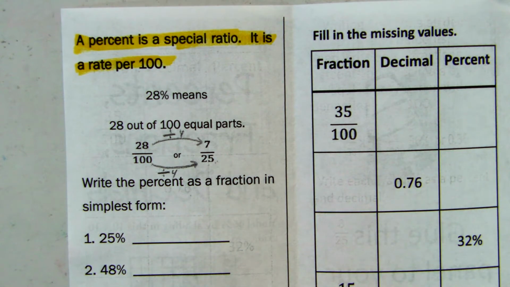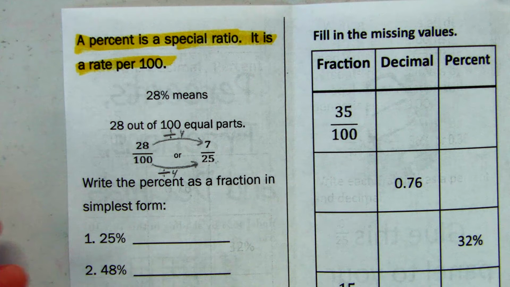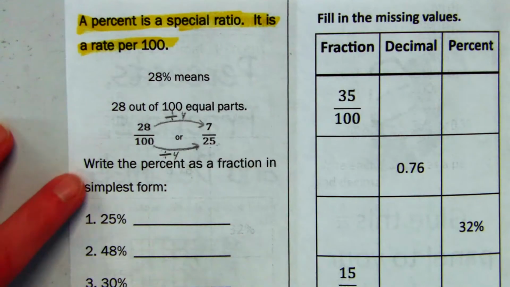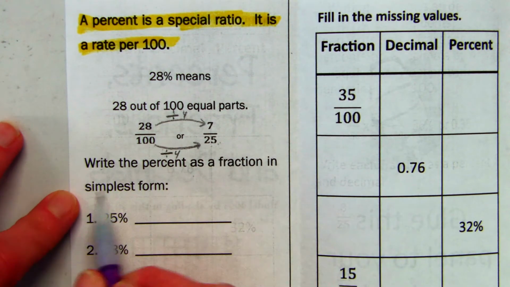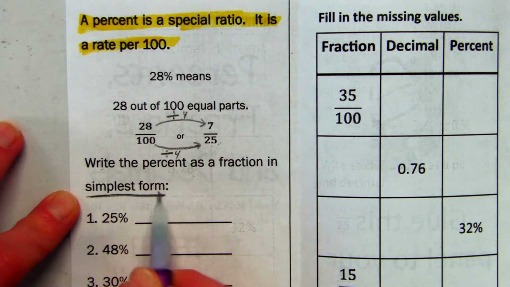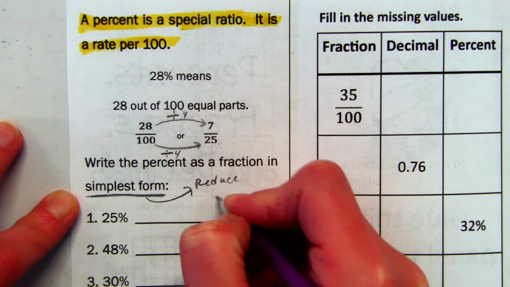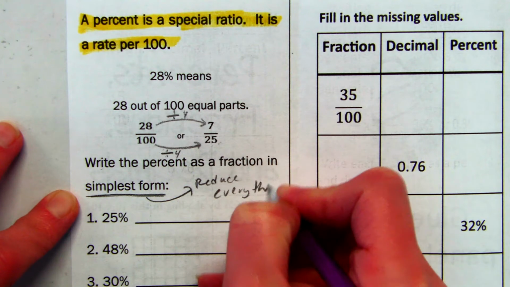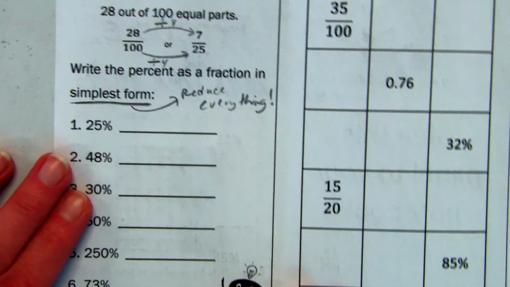So when we were looking at our fractions and decimals last week, we weren't really worrying too much about reducing these. We are going to practice reducing some of the fractions today. It says in our directions for the next part, we're going to write the percent as a fraction in simplest form. Simplest form means we need to reduce everything, which you guys know how to do. We just have to practice.